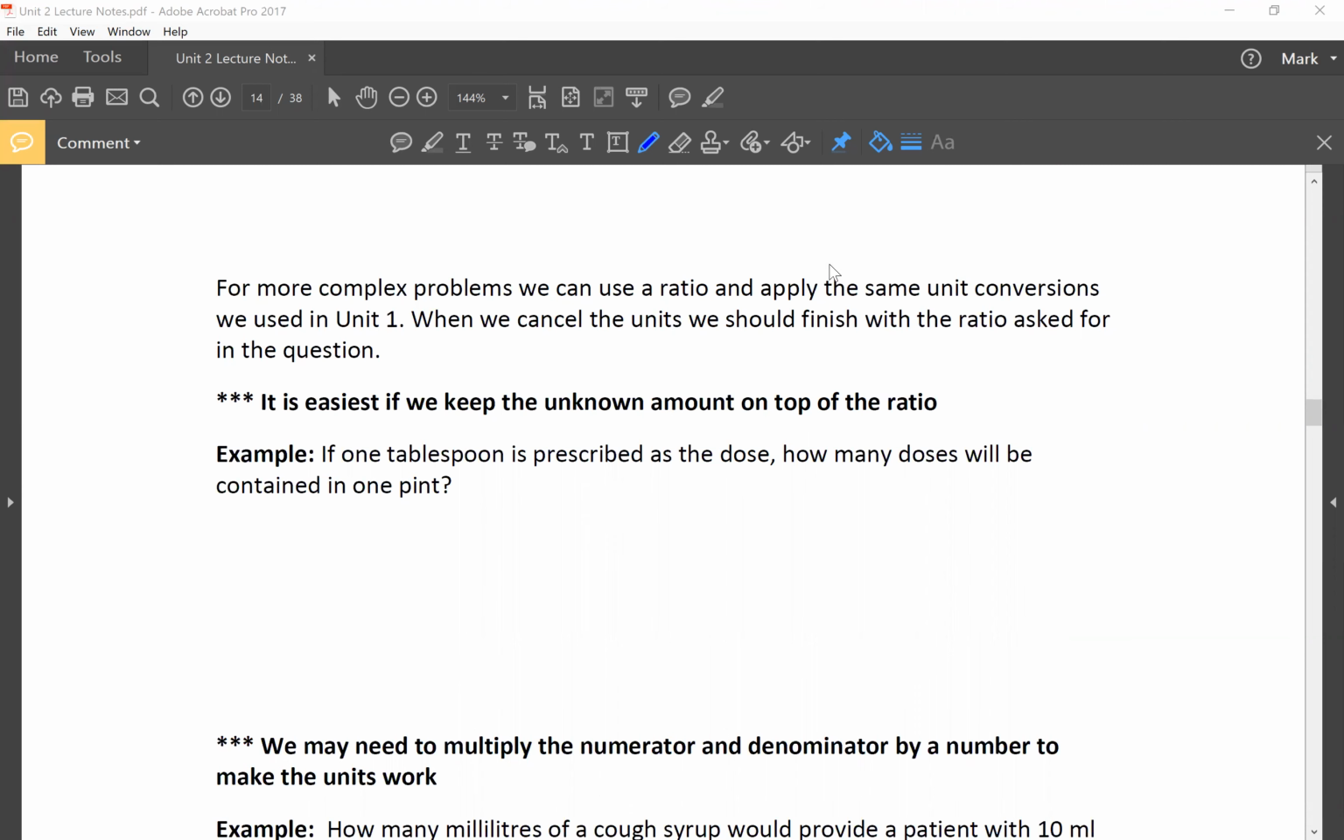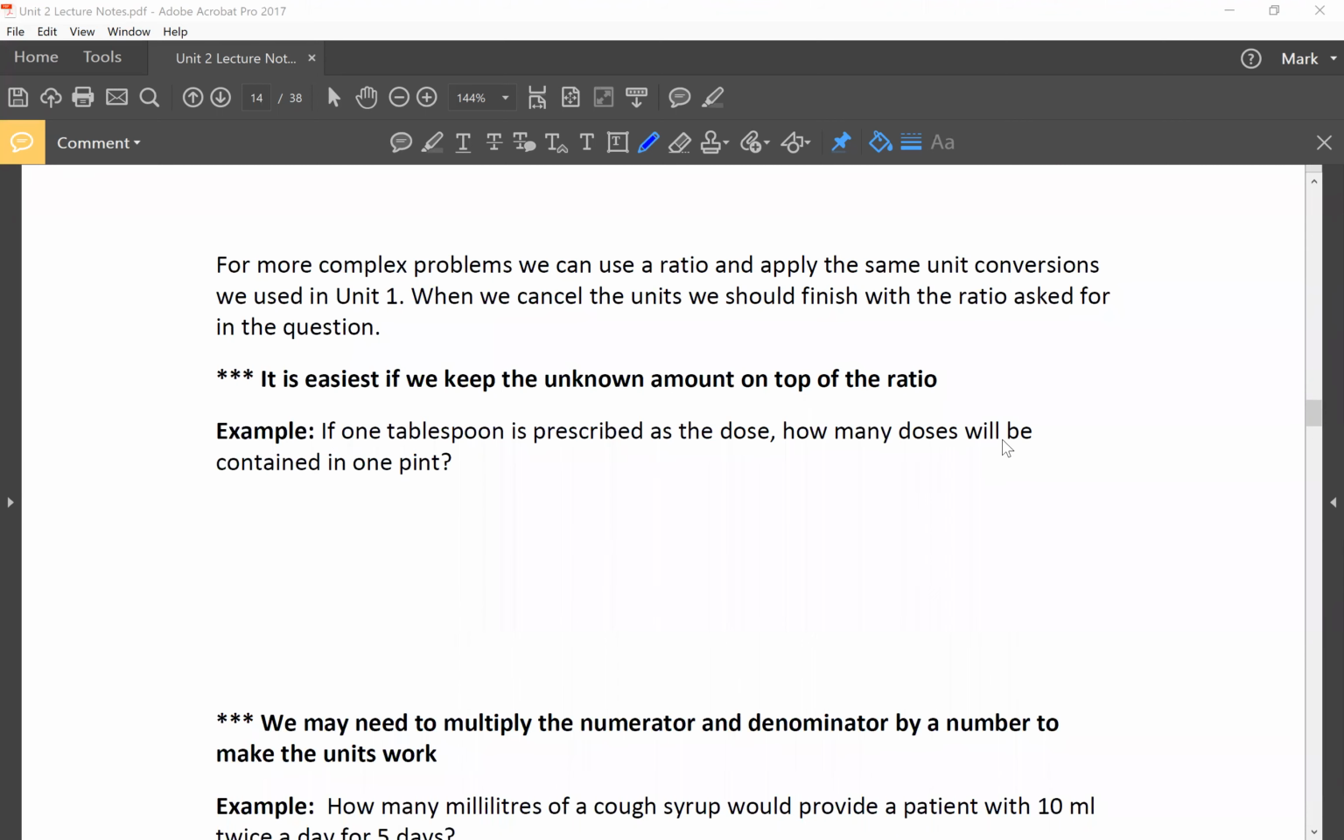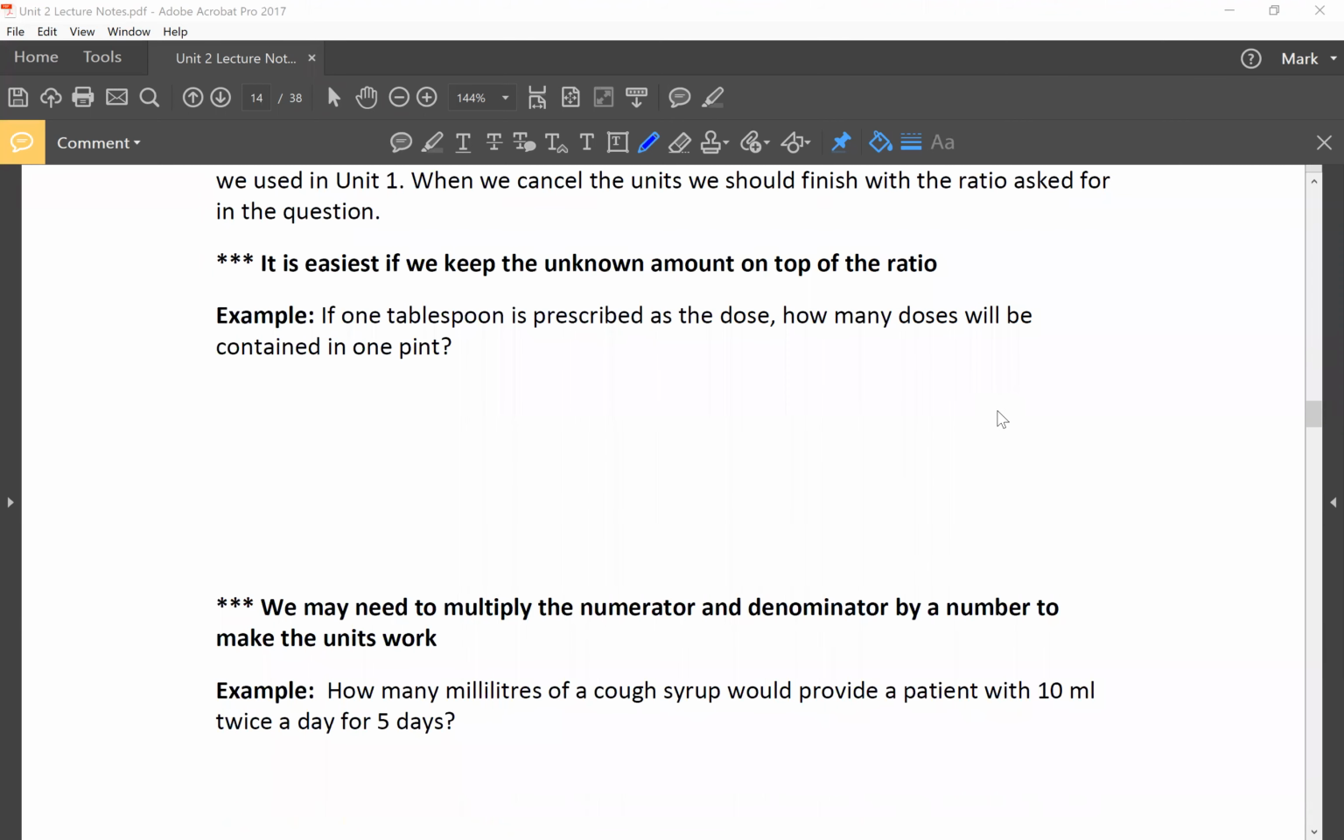For more complex problems, we can use a ratio and apply the same conversions we used in Unit 1. We've been doing this all along. I don't think this is any more complicated. If 1 tablespoon is prescribed as the dose, how many doses will be in 1 pint? Okay, so we've already been doing questions like this. The only problem with this one is we're dealing with 2 different volumes. So my first step is to get the volumes to be the same.